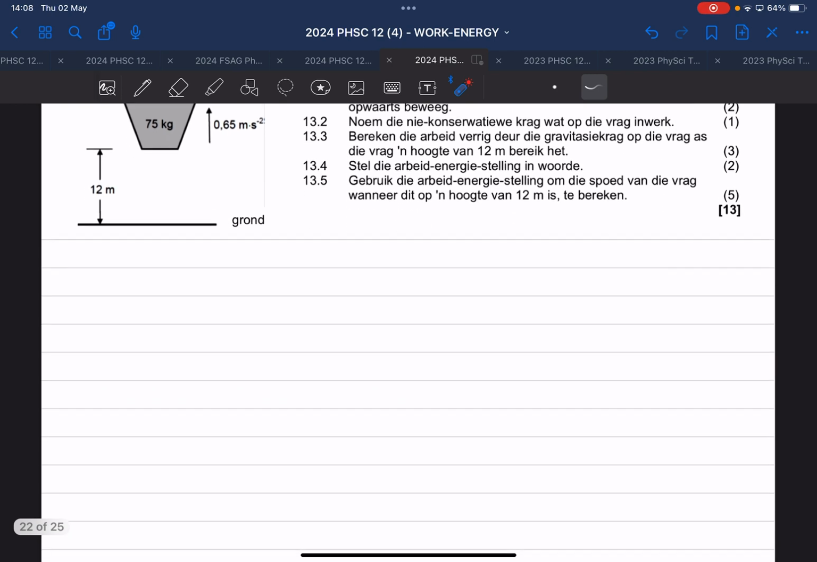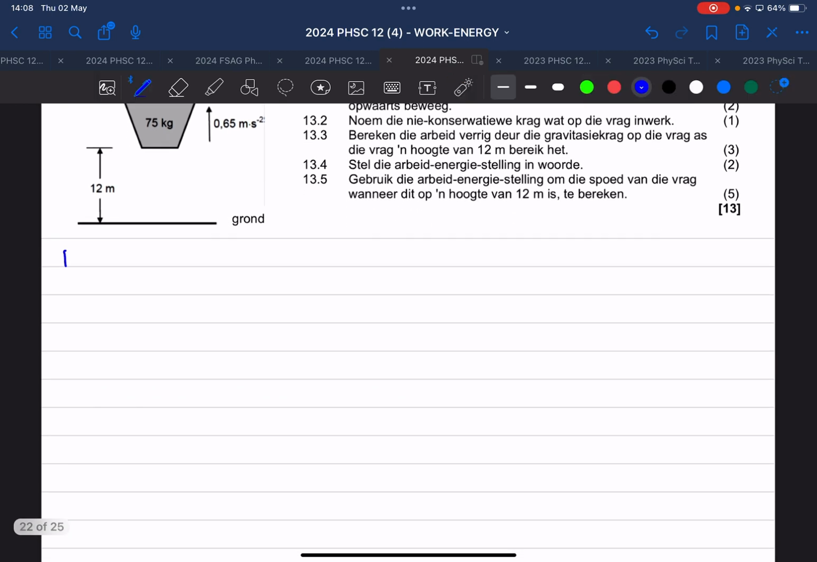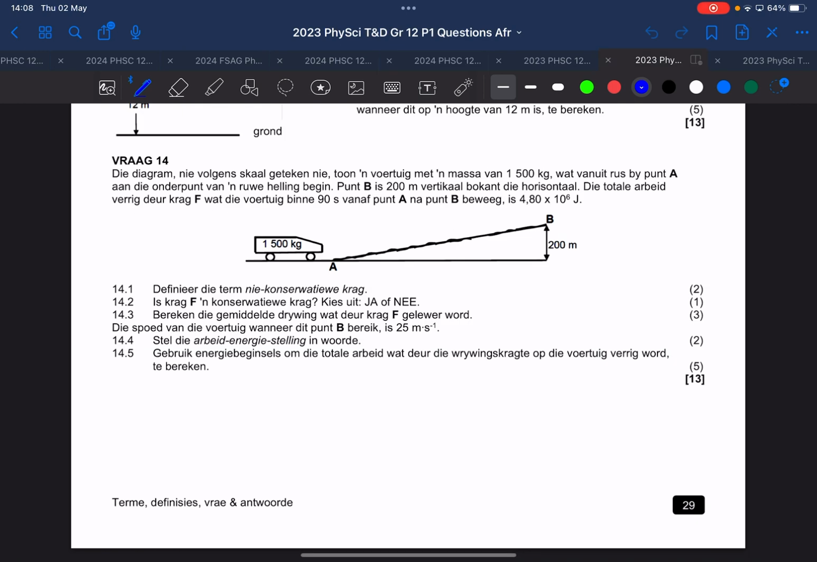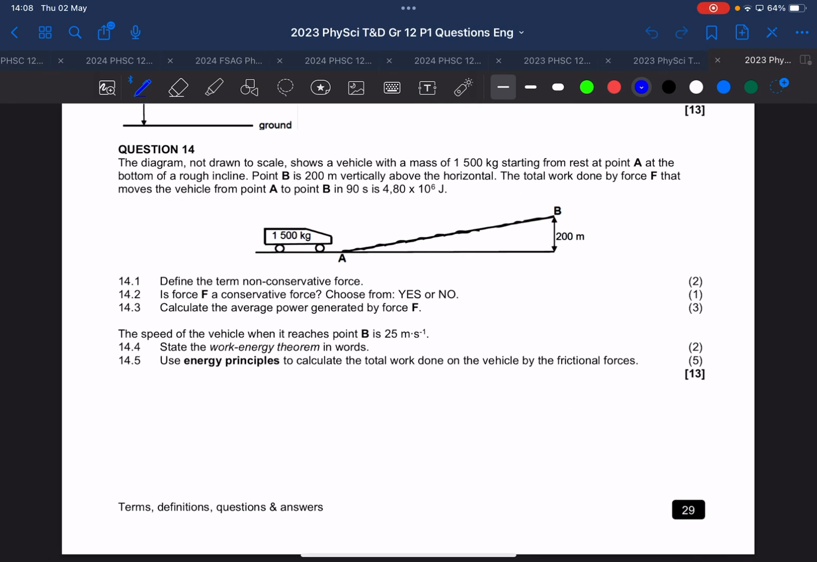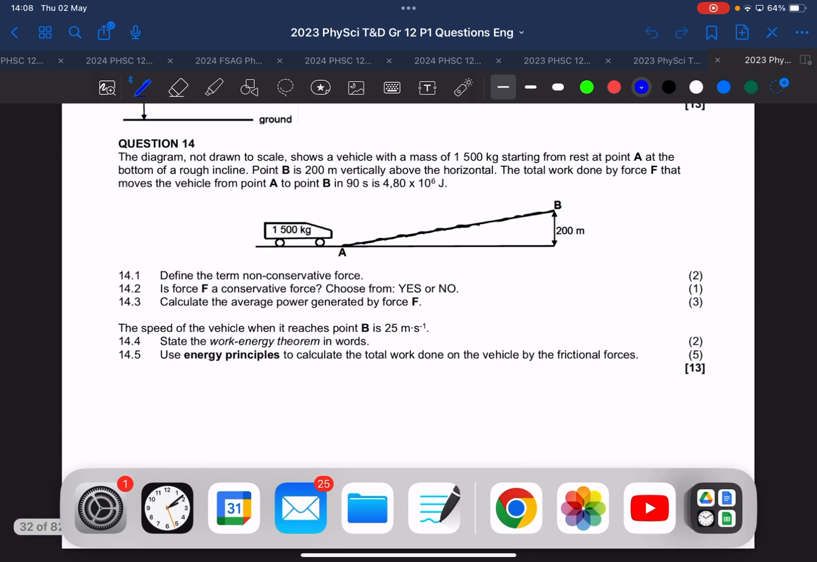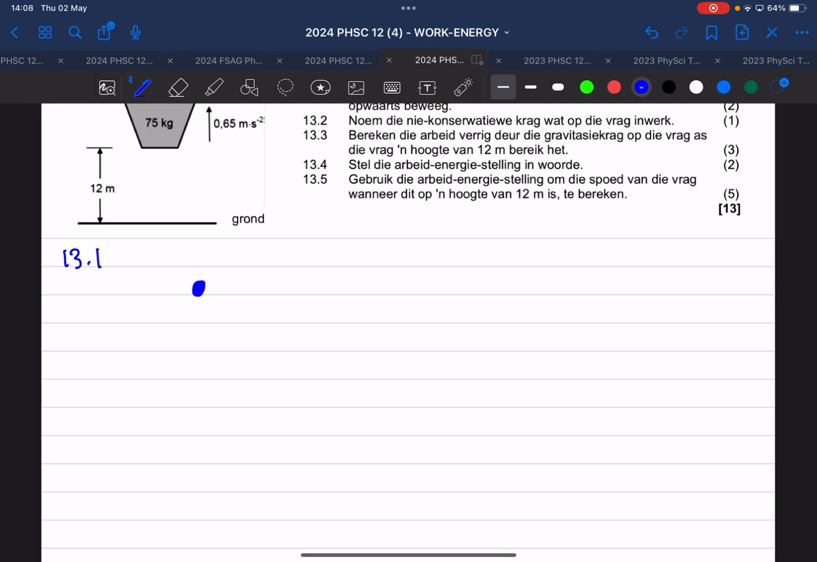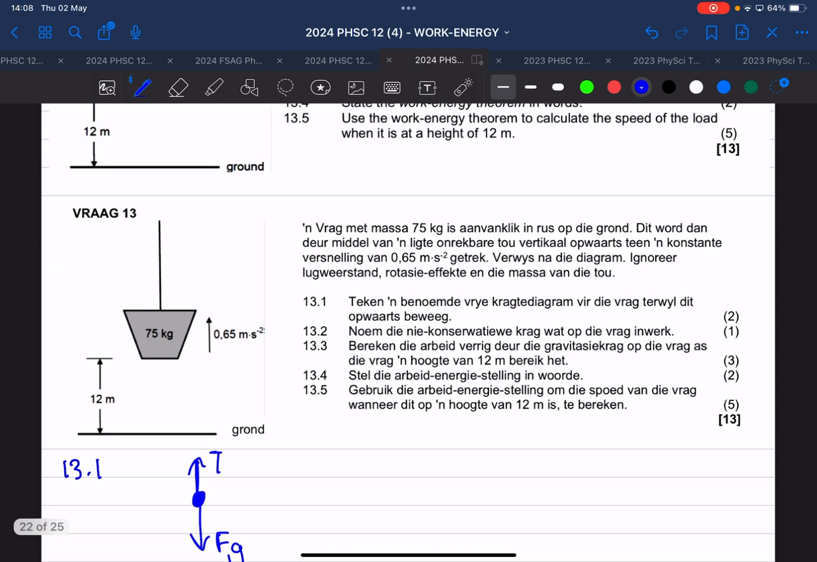Yes, so the first question, 13.1. So we have tension going upwards and gravitational force pulling it down. Okay, that's an easy 2 marks.